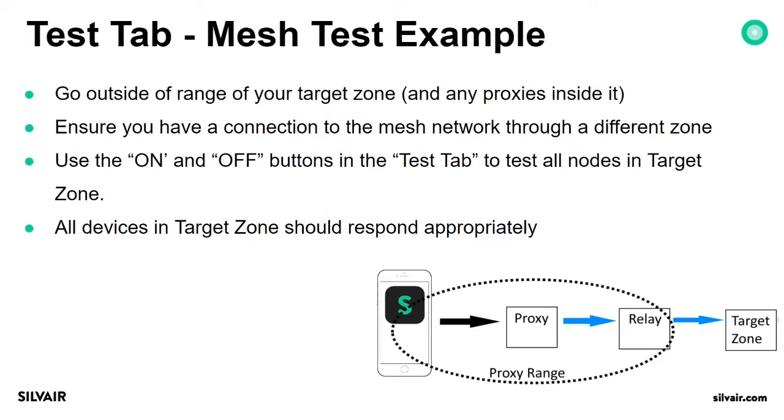This is a mesh test example from the test tab. You can go outside of range of your target zone and any proxies inside of it. Ensure you have a connection to the mesh network through a different zone. So for example, maybe you want to check connectivity for future zone linking. So you can stand in one zone and try to control the light level in the second zone.